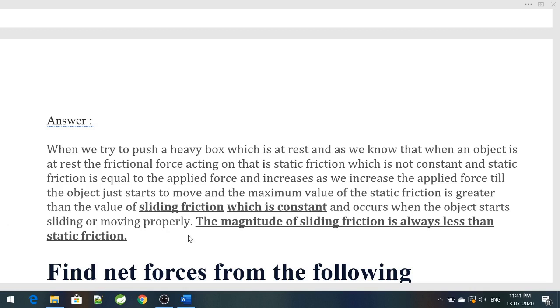Then what force starts? Sliding friction, which is constant. Once the object starts moving, we can apply a lesser force to move it. The magnitude of sliding friction is always less than the static friction.